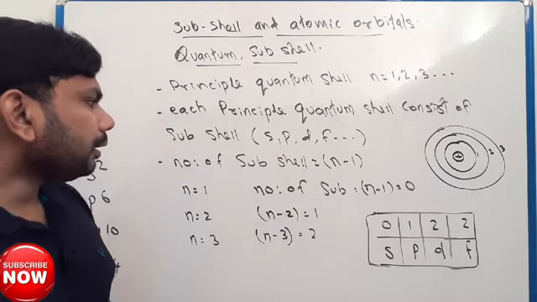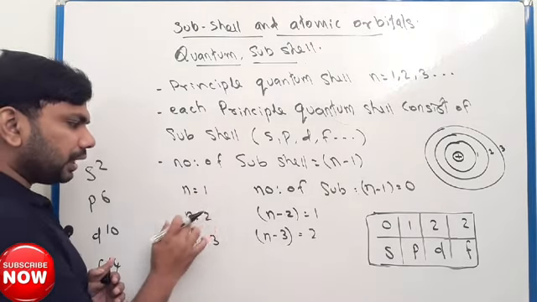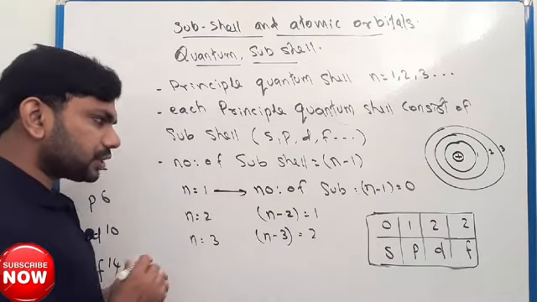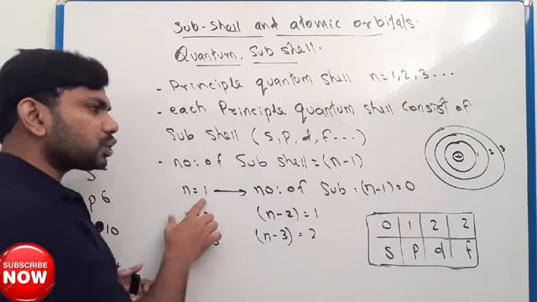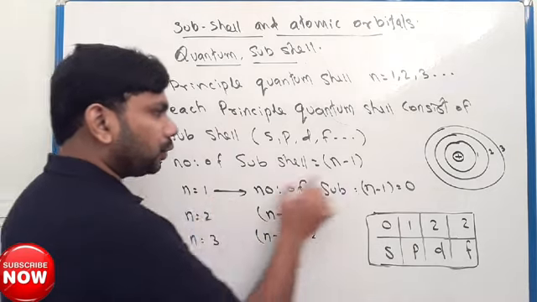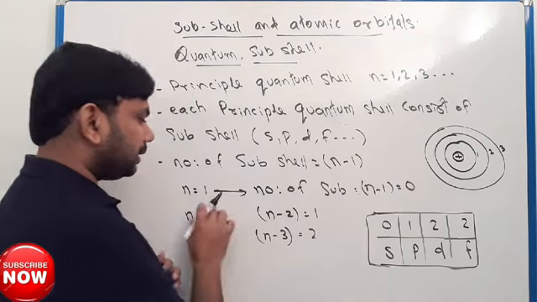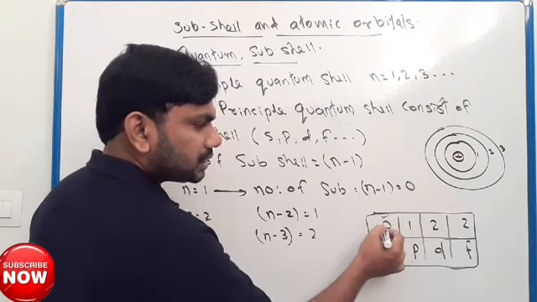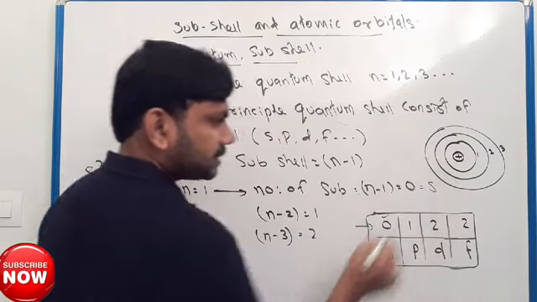We know these are the principal quantum shells, n equal to 1, n equal to 2, n equal to 3. In the first quantum shell, we want to find the number of subshells in the first energy level. So we can do n minus 1. Here n equal to 1, so 1 minus 1 is 0. 0 means only one subshell, it is s.